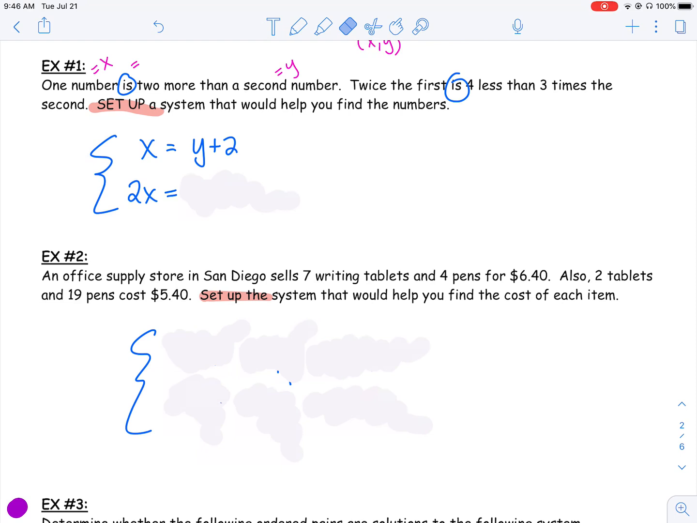Is, remember that can be translated into an equal sign, 4 less than 3 times the second number. Remember we called the second number y. So if I want to say 3 times that, then I want to take y, multiply it by 3. But then it says that I want 4 less than that. So I want to make sure that I subtract 4 from 3 times y. So my second equation would look something like this: 2x equals 3y minus 4. Eventually, I'll show you how to solve that system of equations and figure out exactly what x is and what y is, what that first number is and what the second number is, so that it works in both of those scenarios, both of those equations.